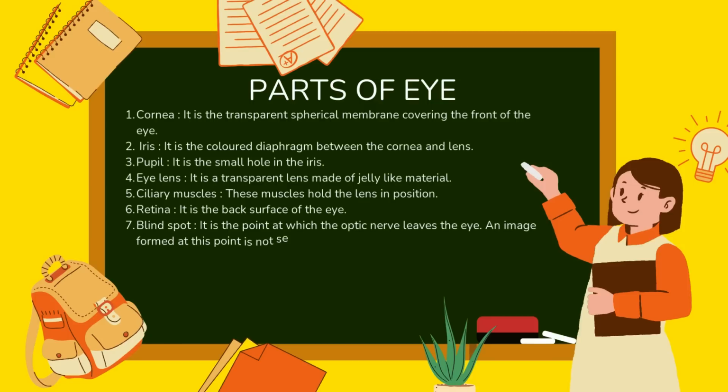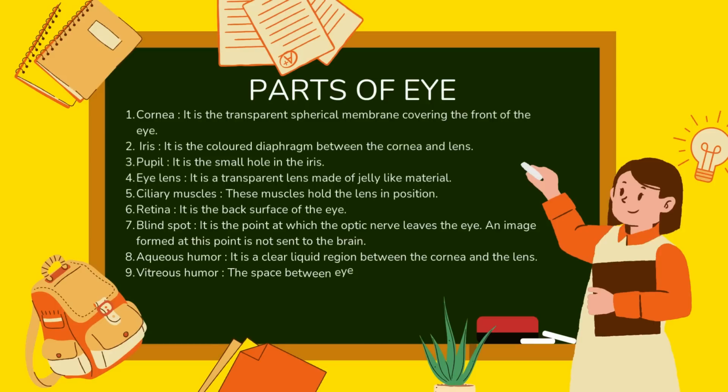Blind spot. It is the point at which the optic nerve leaves the eye. An image formed at this point is not sent to the brain. Aqueous humor. It is a clear liquid region between the cornea and the lens. Vitreous humor. The space between the eye lens and retina is filled with another liquid called vitreous humor.